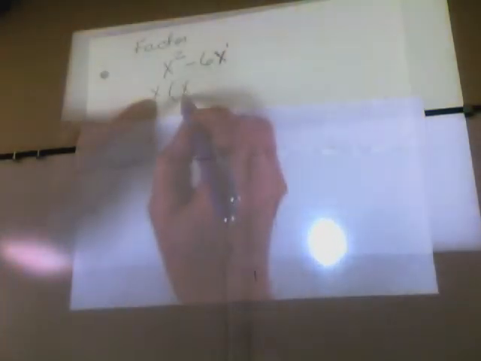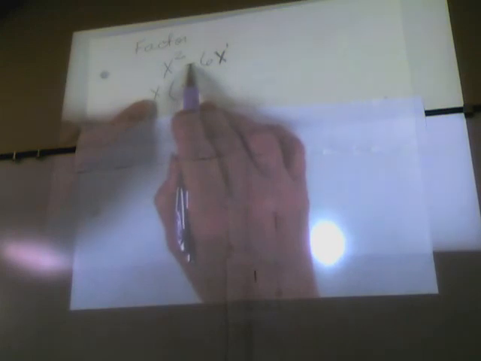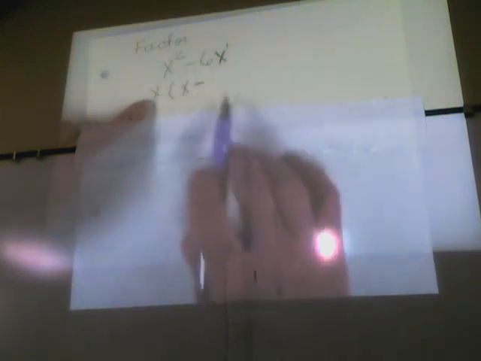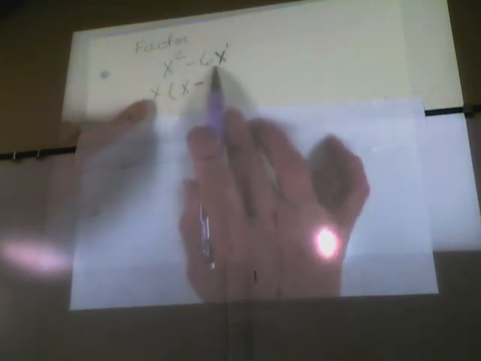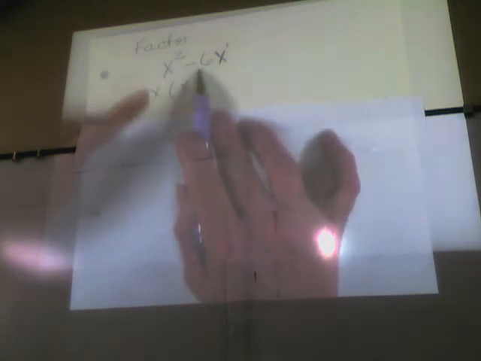Okay, x will be multiplied by what to give you x squared? x times x is x squared. Now you need the minus. x times what will give you 6x? x times 6, right? So we factored x out. We divided every term by x.